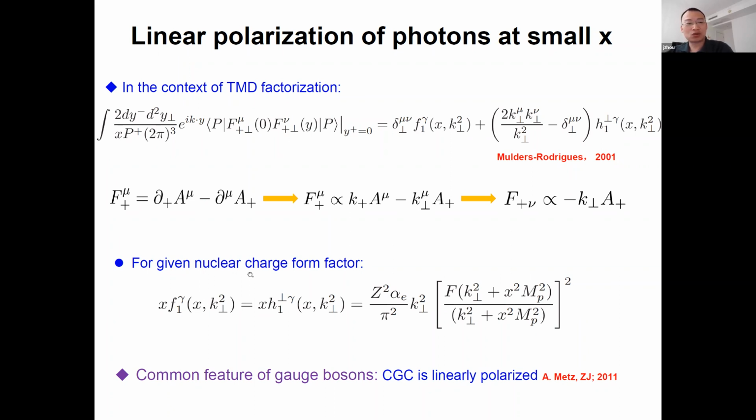For exclusive processes, the photon TMD can be computed in terms of the charge form factor. For semi-inclusive processes, of course, the photon TMD takes a much more complicated form.